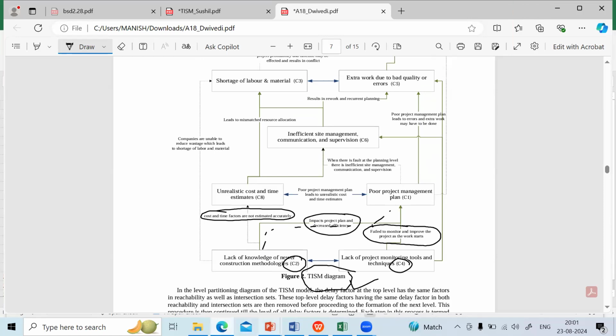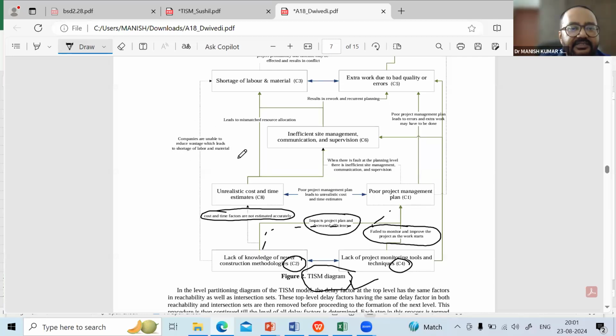Sir, I have a question. How many variables should be optimal? Like how many variables should we take in a particular study? Generally, in a published paper in Scopus A or B journals and all, generally 8 to 10. 8 to 10. 7 also is sometimes possible.